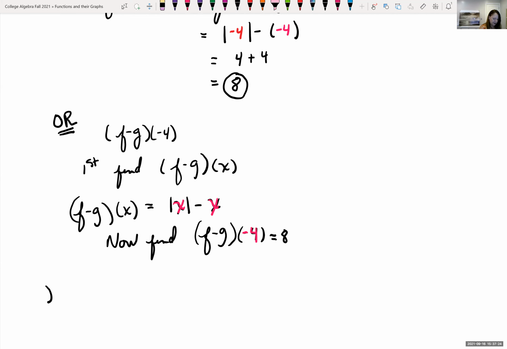Let's try another one. Let's say that we're given f of x is the square root of x minus 1, and g of x is equal to the square root of 4 minus x.